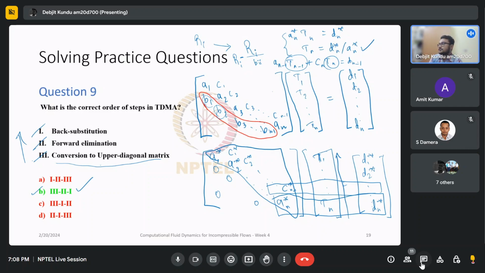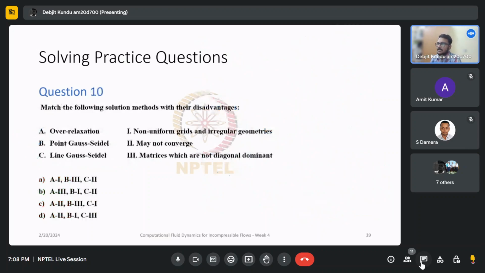Okay, so if there are no questions, we will move on to the last question of today's session. This is the match the following type of question. We have three items on the left column and three items on the right column, and we have to match them with each other appropriately. The left column has solution methods and the right column has their disadvantages.